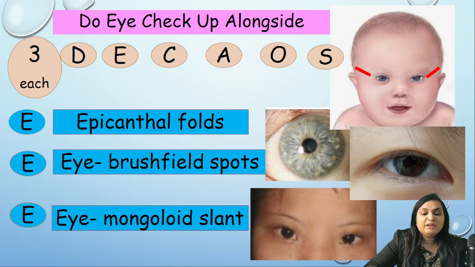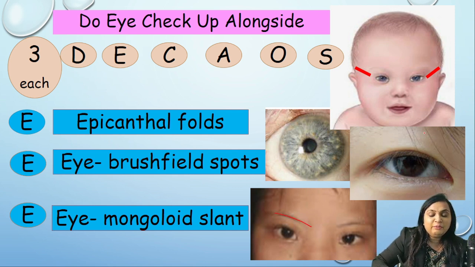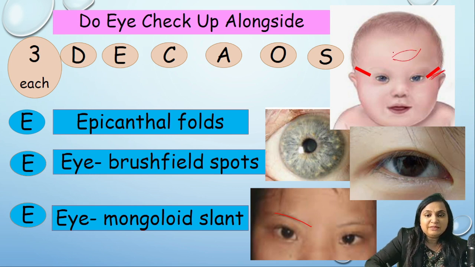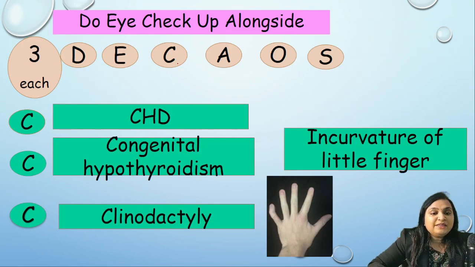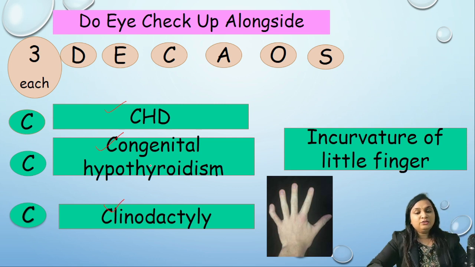E stands for epicanthal fold. In the iris there will be Brushfield spots, and the eyes have a mongoloid slant. You can make out this is a mongoloid slant; the eye shape will be like this. And then what is an epicanthal fold? An epicanthal fold is a skin fold of the upper eyelid covering the inner corner of the eye. The fold coming from the upper eyelid is covering the inner corner of the eye, then it is called an epicanthal fold.